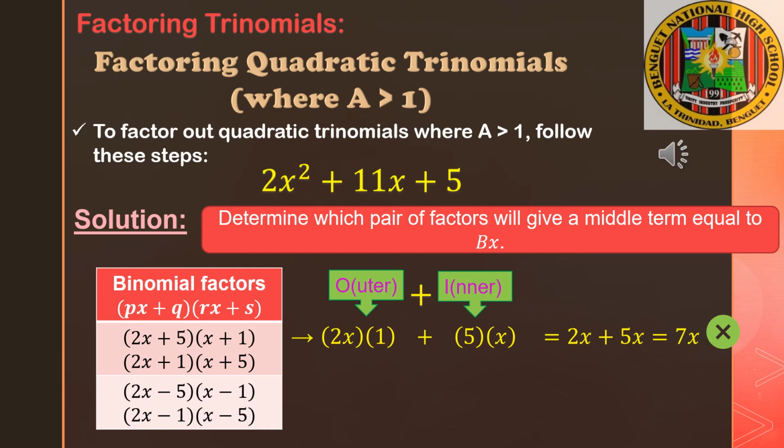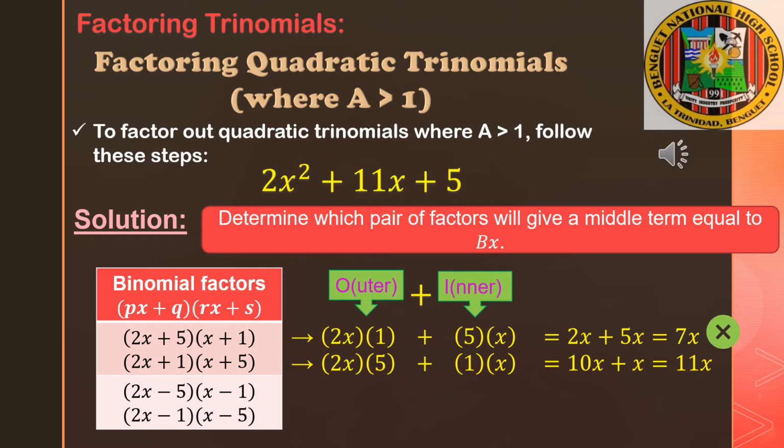That means we move on to our next pair of factors. Now, what do you see here? If you do the correct process right, you'll see that the final answer is equal to the middle term of our given polynomial, which is 11x.